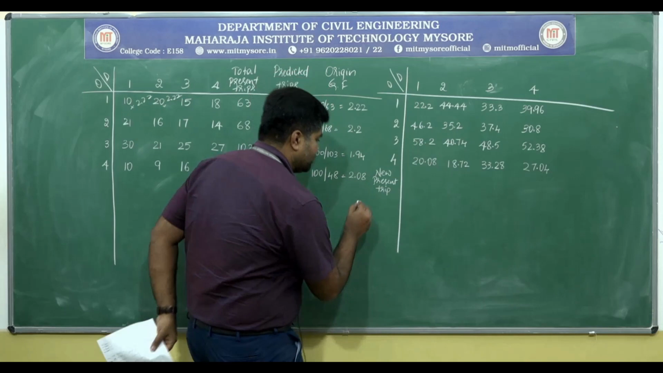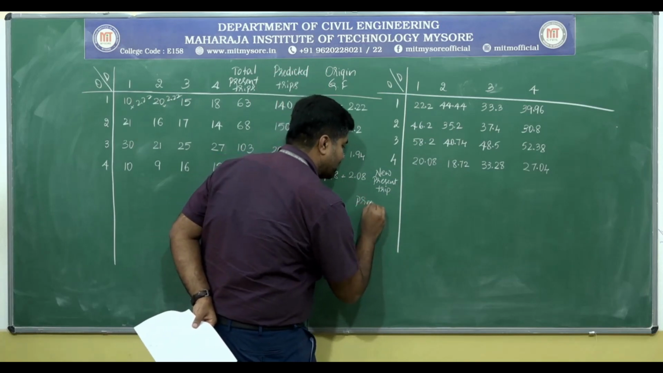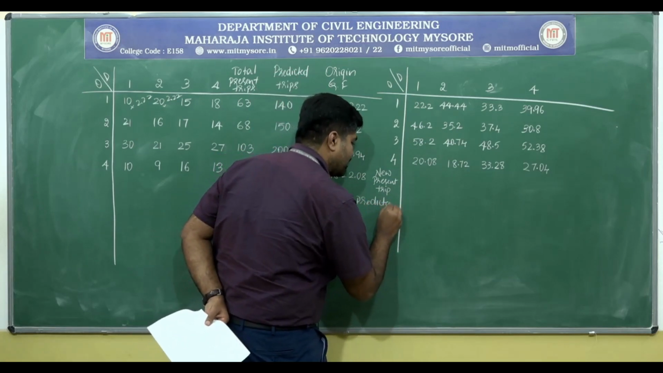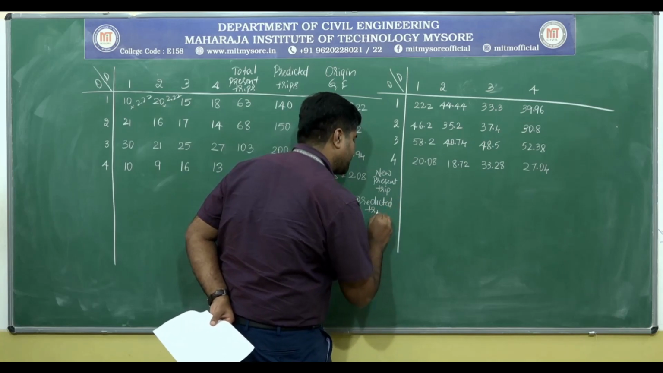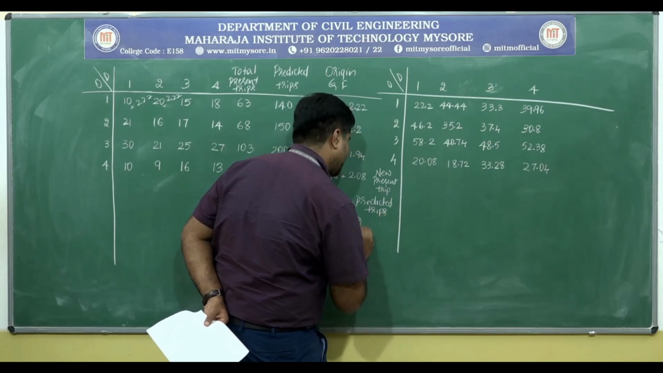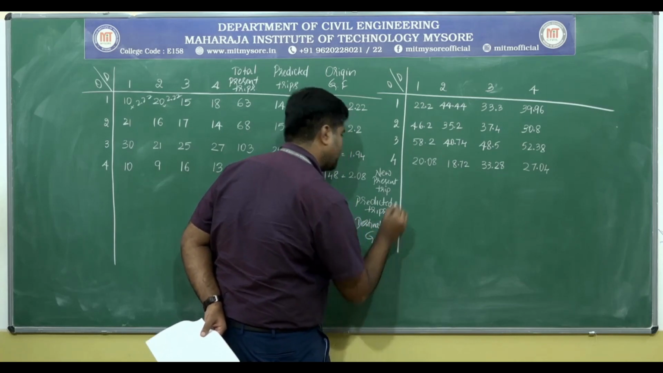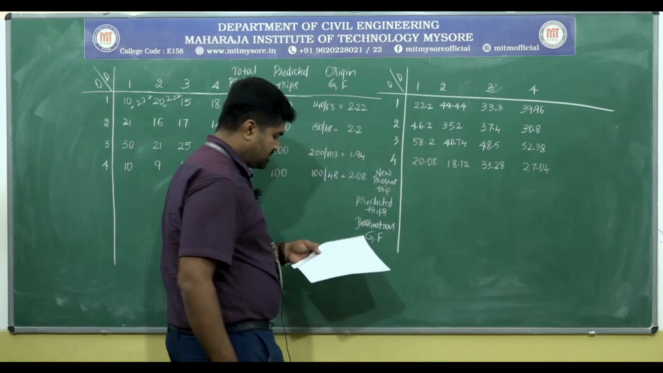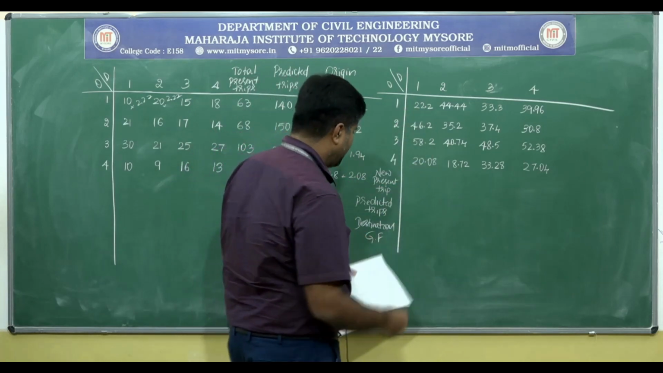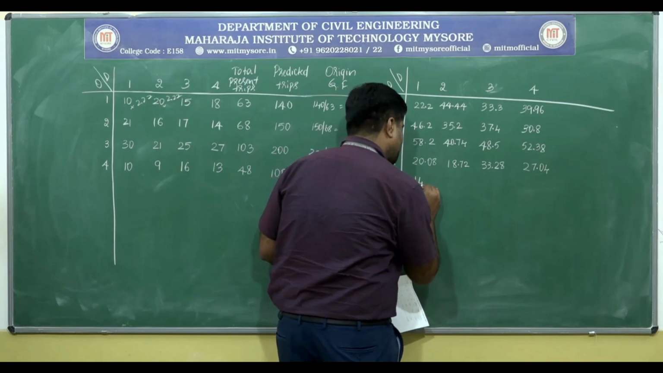Okay. Next, predicted trips. Destination growth factor. Add this column, which you will get. Okay, you will get around 146.68.